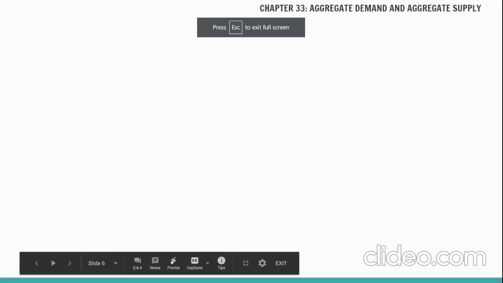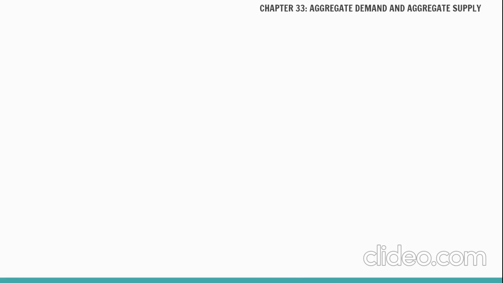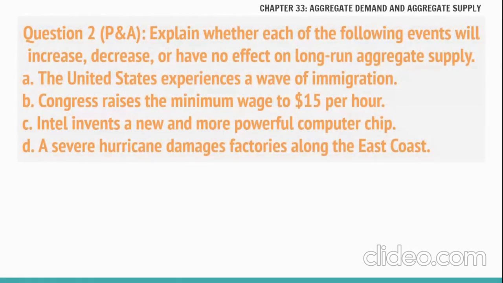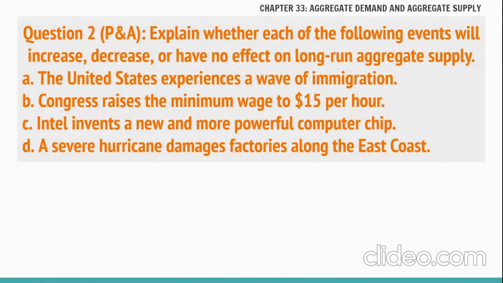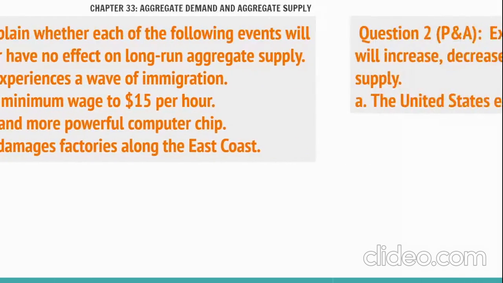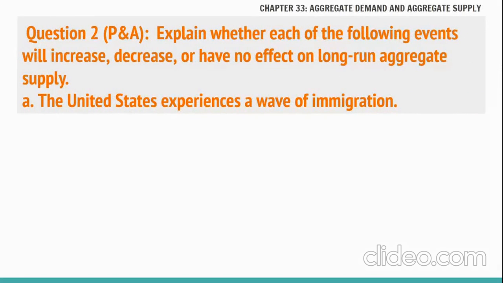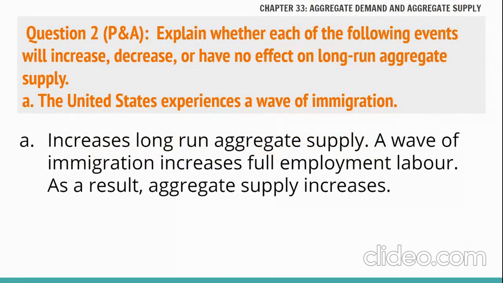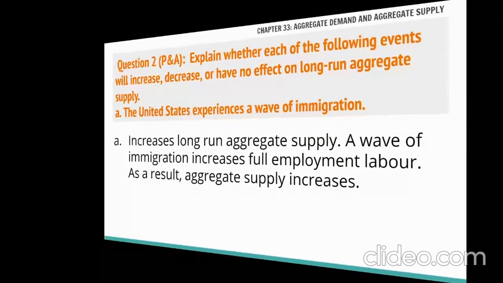Hello everyone, my name is Tan and now I'll be continuing our group presentation. So, chapter 33, aggregate demand and aggregate supply. Firstly, we'll answer question 2 from problems and applications. Explain whether each of the following events will increase, decrease, or have no effect on long-run aggregate supply. Firstly, A, the United States experiences a wave of immigration. So it will increase long-run aggregate supply. A wave of immigration increases full employment labor. As a result, aggregate supply increases.